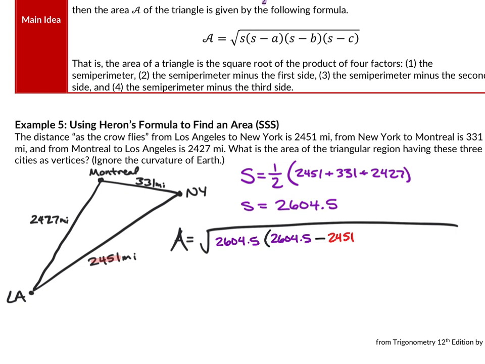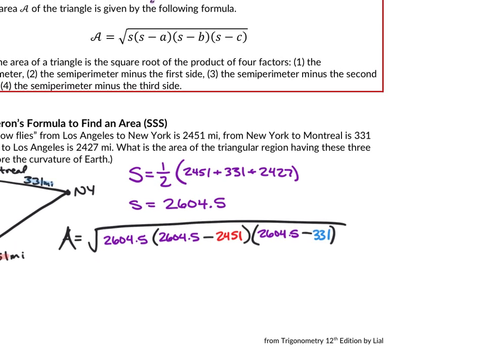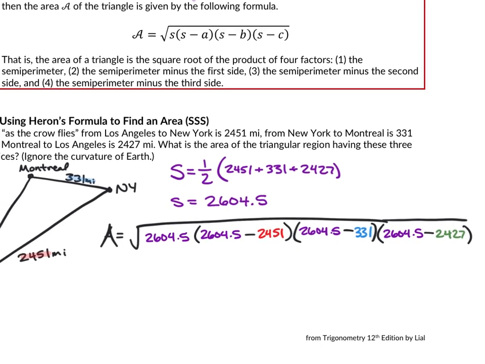Close parentheses. And then the next factor, which is the semi-perimeter, minus the next distance, the next side length. And see, I already ran out of space. I did not make my square root long enough. Multiplied by the semi-perimeter minus the last side length. But that's what I'm looking for. There's no solving. It's just number crunching at this point.